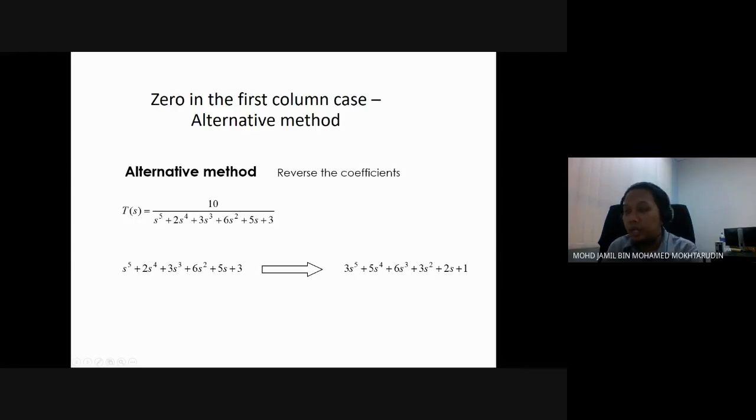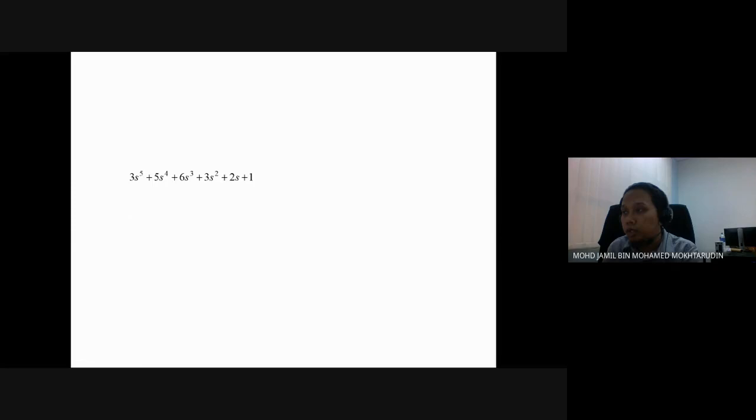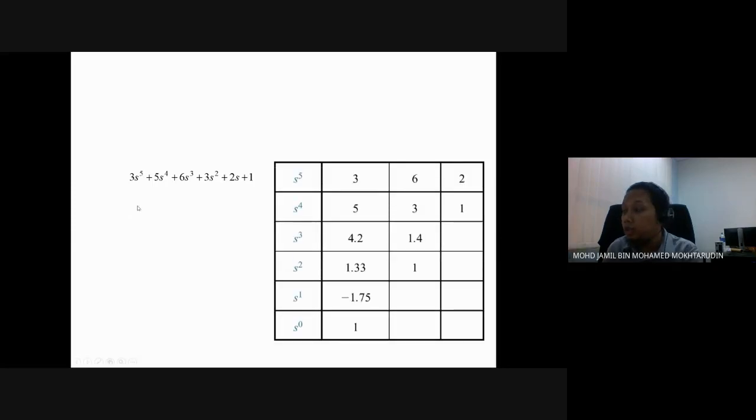After you reverse the coefficients, then you can continue doing the table as usual. So here you start with s to the power 5, followed by s to the power 4, and then you fill the first two rows alternatingly. So you start with 3, 5, 6, 3, 2, and 1. After that you calculate S3 using the determinant, the same thing. And then you will see here you don't have 0 anymore in the first column. So it's easier to use the alternative method. But if you understand the first method, you can also use the first method, okay?